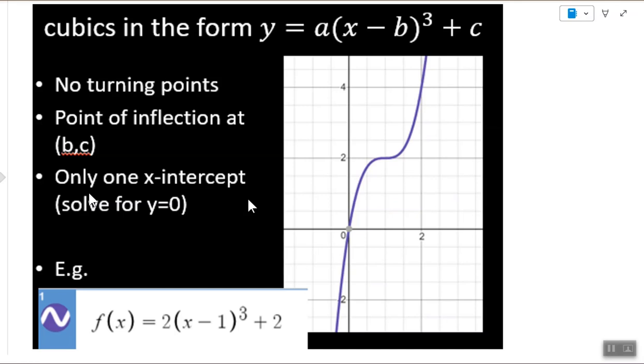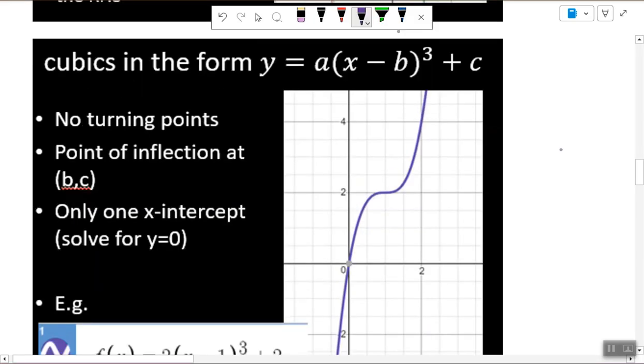All right, so next is a cubic in this form. It looks similar to, remember the turning point form for quadratic? So in this form, there's no turning points. There's a point of inflection, and there's only one x-intercept.